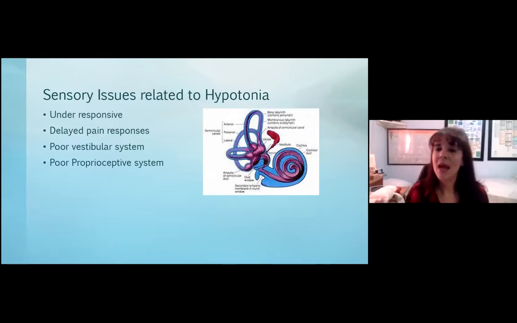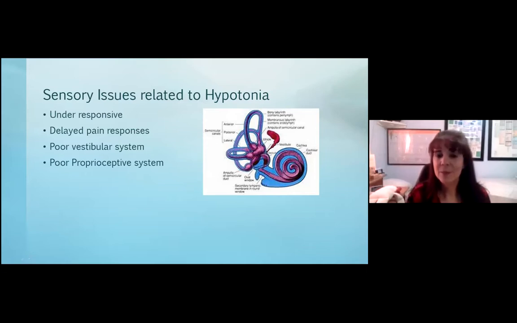They tend to be under responsive in lots of different aspects of their environment, not just their motor skills, but they can be slow to respond to verbal cues. They can be slow to respond to commands, things like that.